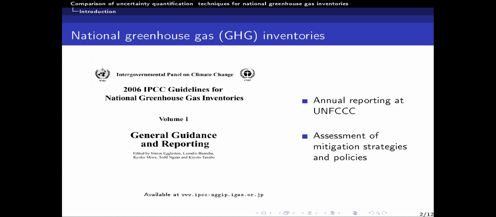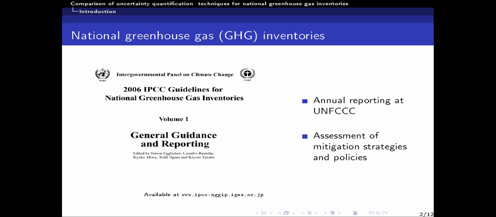As you all know, most countries around the world are now part of the United Nations Framework Convention on Climate Change. And according to that convention, the countries have to report on an annual basis on their greenhouse gas emissions. So that's not trivial. It takes a lot of understanding of what's going on within the country in different sectors.